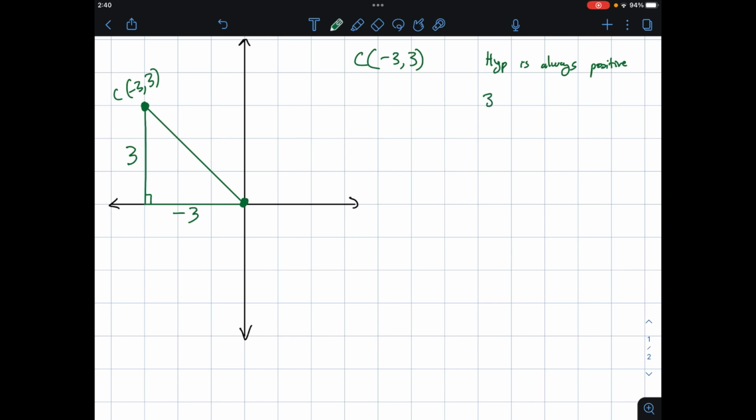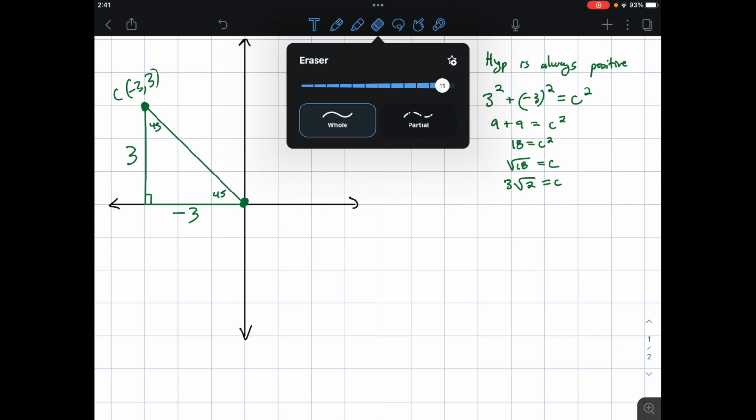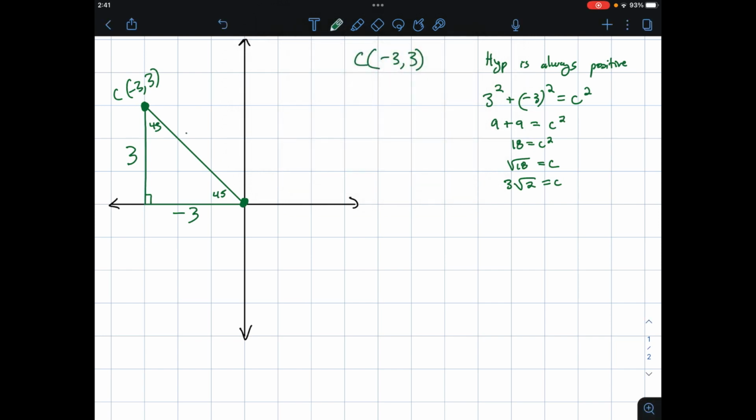If you do Pythag, if you say like 3 squared plus -3 squared equals c squared, you could make this argument 9 plus 9 is c squared, 18 is c squared, square root 18 is c. Ignoring the plus or minus, I'm only going to take the positive root here. And then that would simplify down to 3 root 2, which it ought to be because this is a 45, 45, 90 triangle. It's just got a negative side length, but the side lengths are the same magnitude, so we should have 3 square root 2 as our hypotenuse.